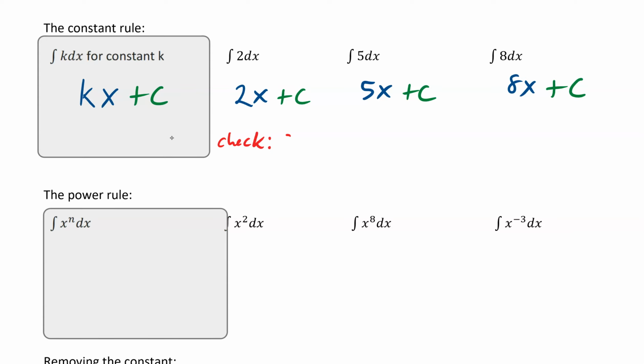So if we take the derivative of 2x plus c, you'll see that you get 2, and then c is a constant, so 0. And it matches. So that's 2, and that's 2. So all you have to do if you see a constant is put an x next to it. And again, at the end, we just check the derivative. So that's what you do with a constant.